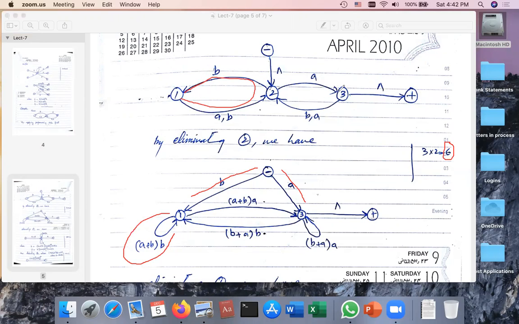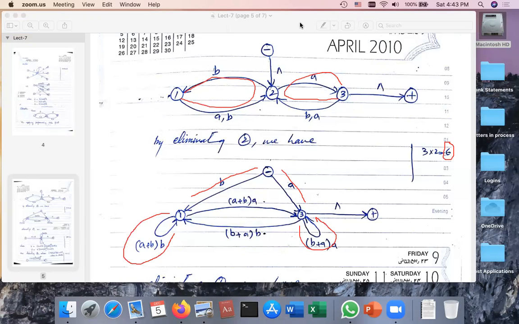And similarly, at 3, I have B plus A and A. So this is another way. So you can say B plus A and A. So 4 edges are now concluded. And now from 3 to 1, I can reach from 3 to 1.